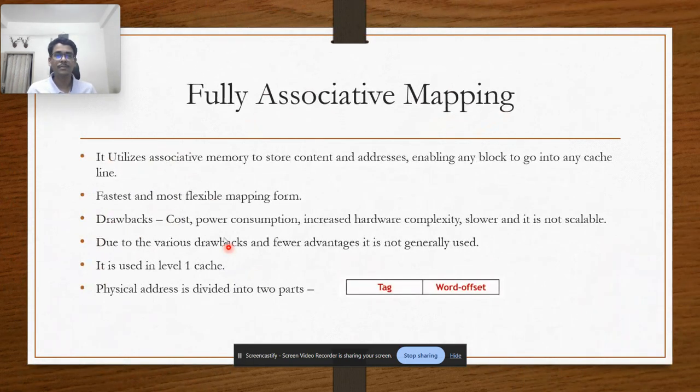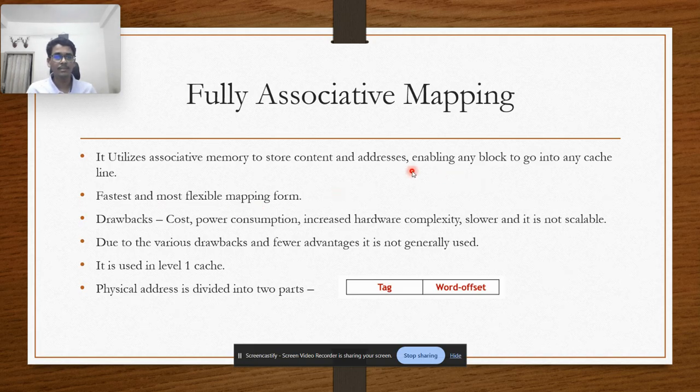Now let's have a look at fully associative mapping. This mapping technique utilizes associative memory. The associative memory is optimized to perform searching operations. It stores patterns, and when a pattern is requested to the associative memory, it searches through the data stored in it and returns with a pattern which is identical or nearly equal to the requested pattern. Thus, this type of mapping using the associative memory is very fast and flexible.